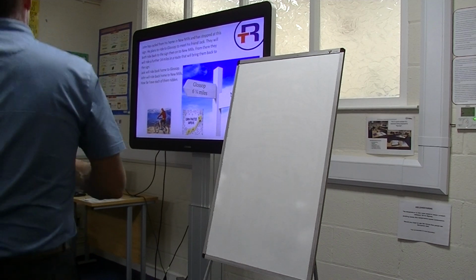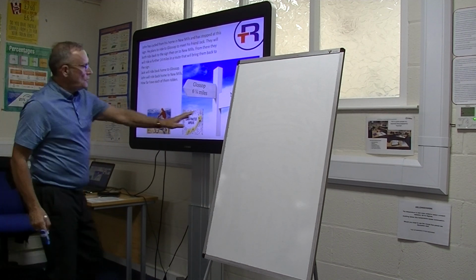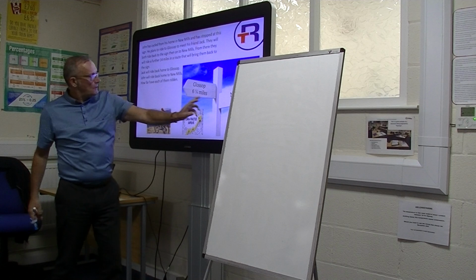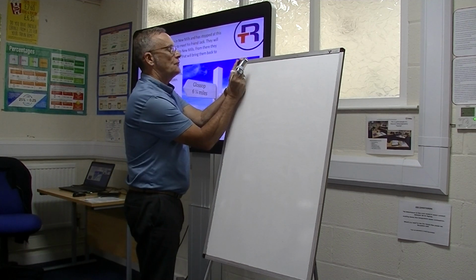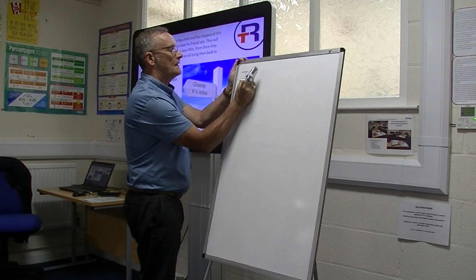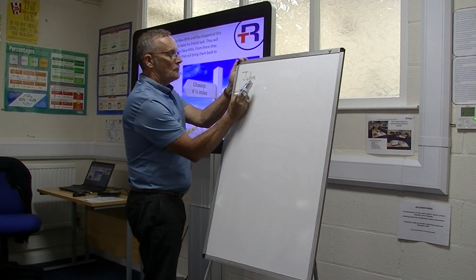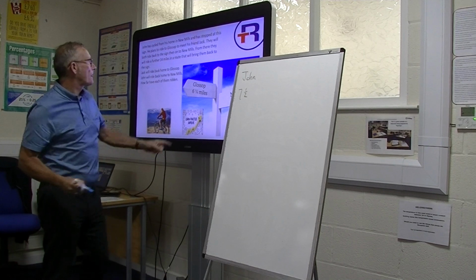John has cycled from his home in New Mills. So he lives in New Mills and he's cycled from his home to this sign. So he's cycled 7.5 miles. Yeah? So let's just do John's route first. Or let's set John up. So he's ridden 7.5 miles.